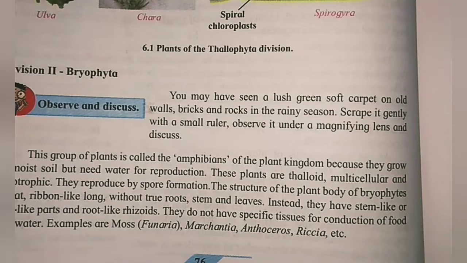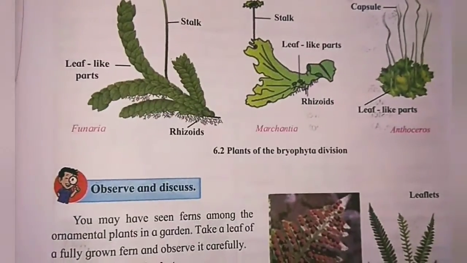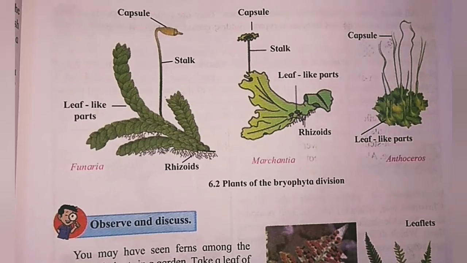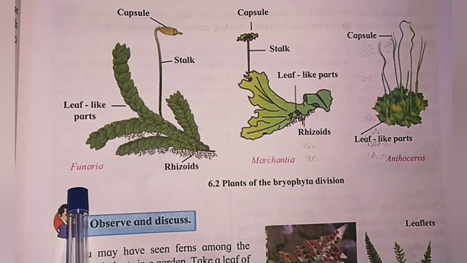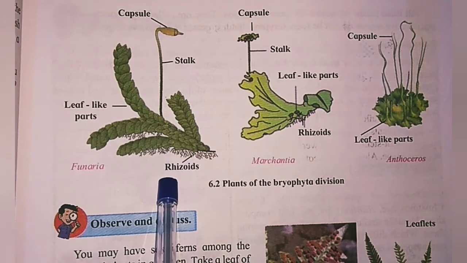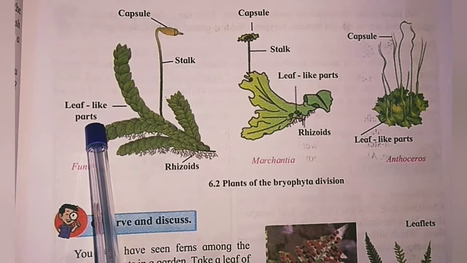The Spirogyra, the green algae, is developing in water, but this is developing on the bricks and rocks in the rainy season. So see, here we have got the figure of it. So see here Funaria or moss. See under the magnifying glass we see these rhizoids, leaf-like part. This is not a leaf, but it is a leaf-like part.